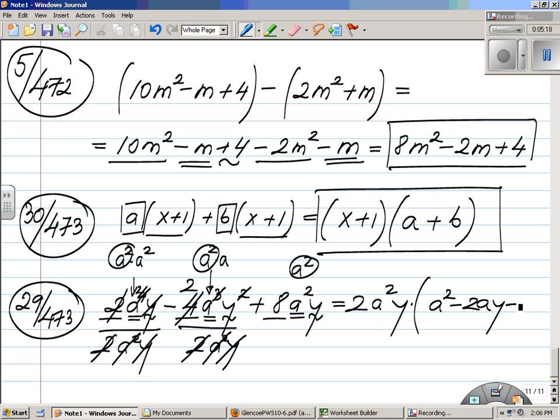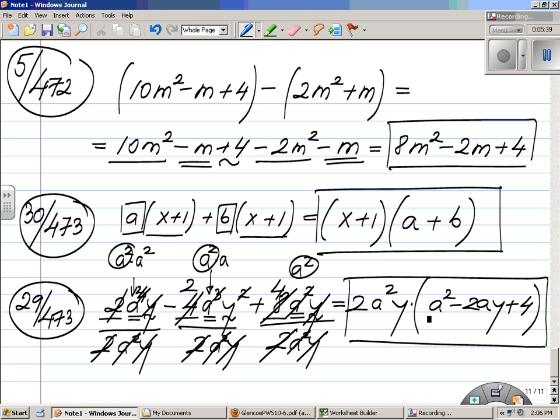Plus 8a squared y divided by the greatest common factor, 2a squared y. 8 divided by 2 is 4. That's 4. A squared divided by a squared is 1. Y divided by y is 1. And this is it.